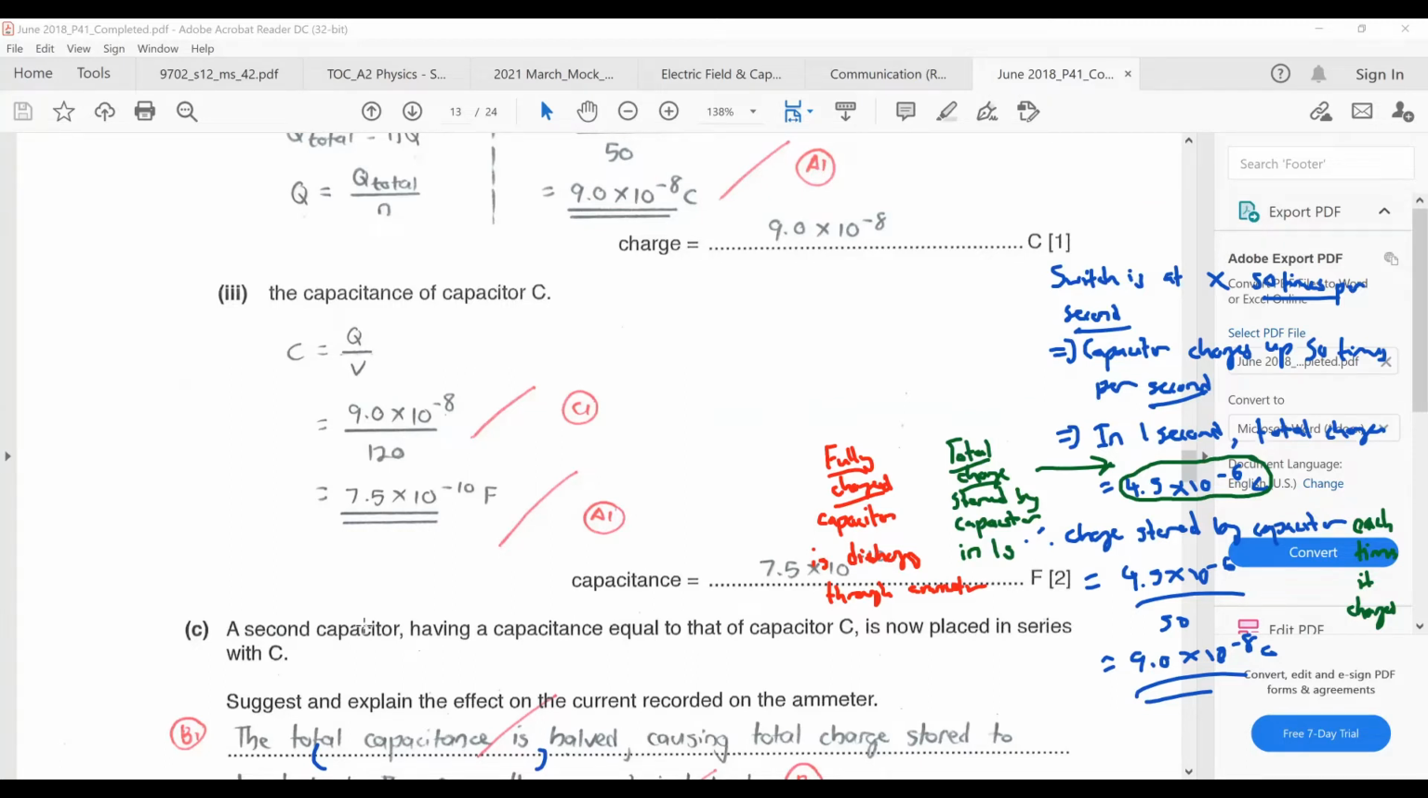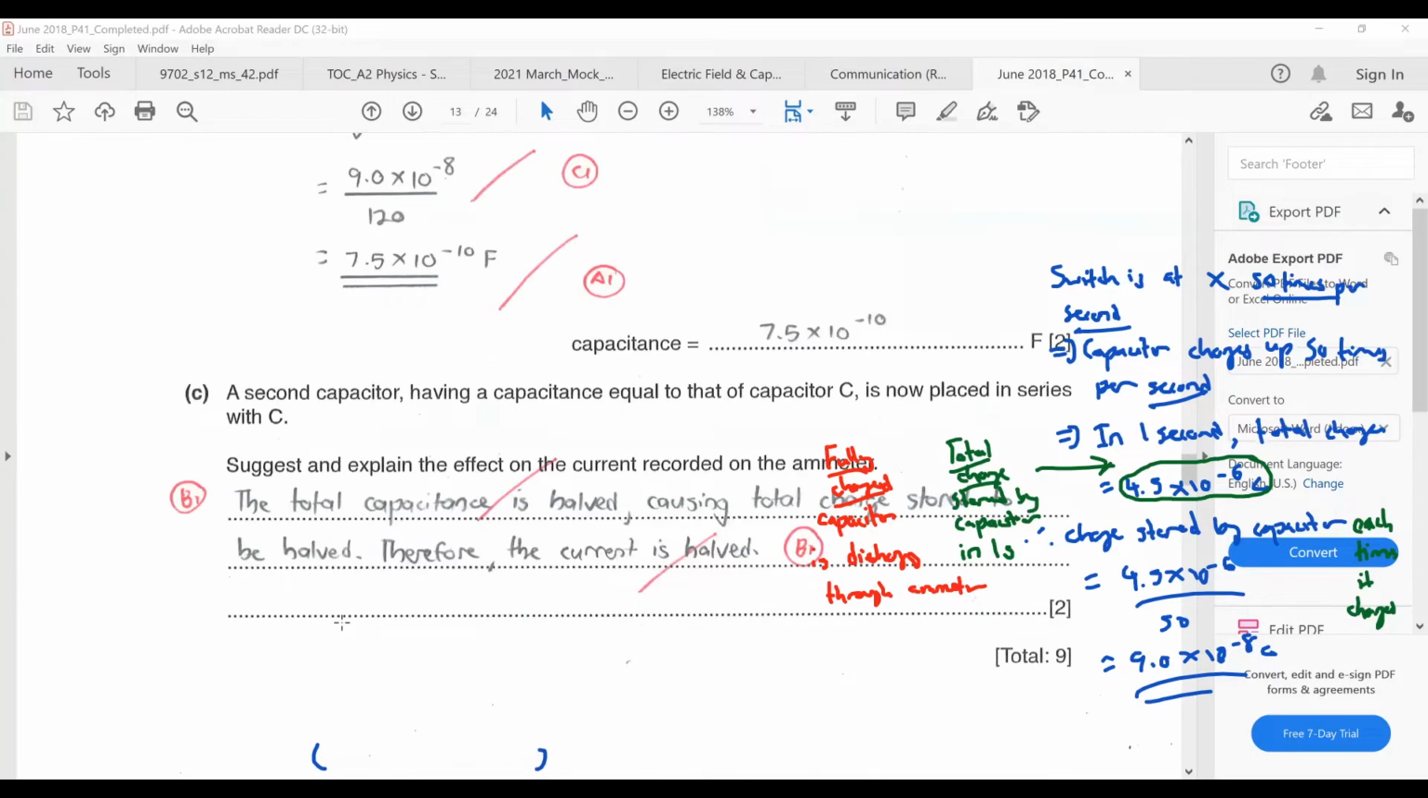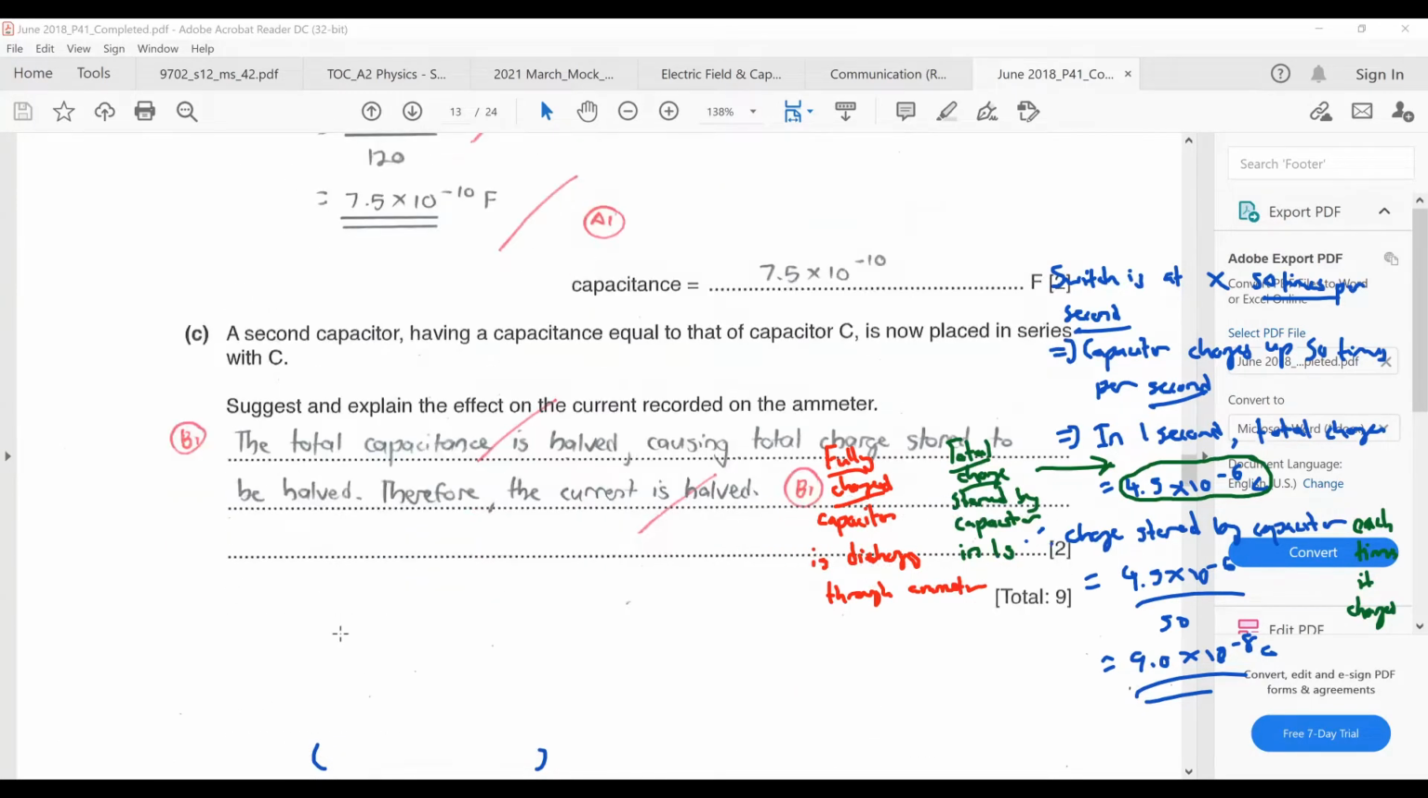Okay, so based on what you have here just now, they tell you now you have another capacitor whose capacitance is equal to that of your capacitor C that's now placed in series with the original capacitor. Suggest and explain the effect on the current recorded on the ammeter. So the easy way to look at it would be based on this one.